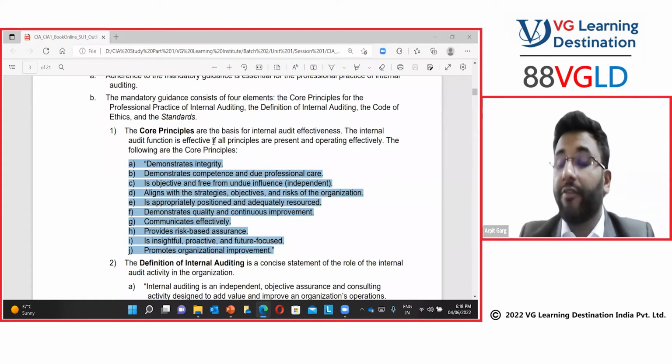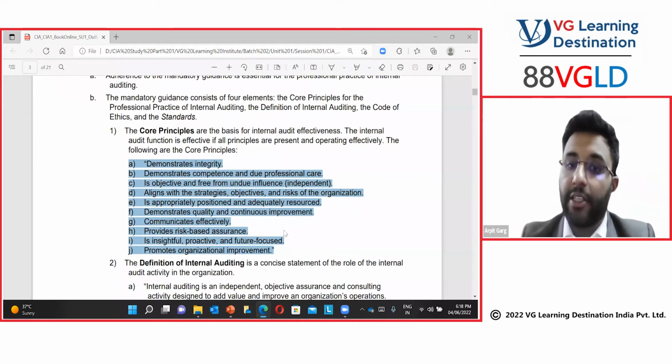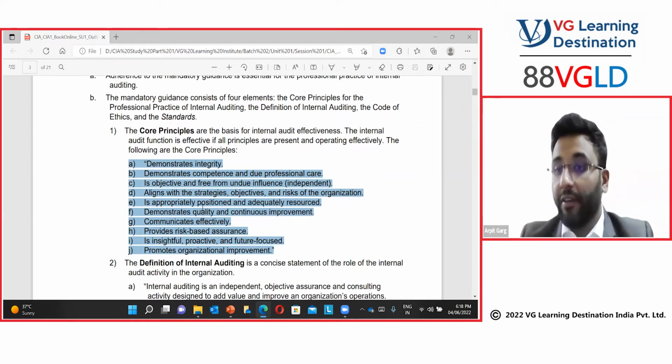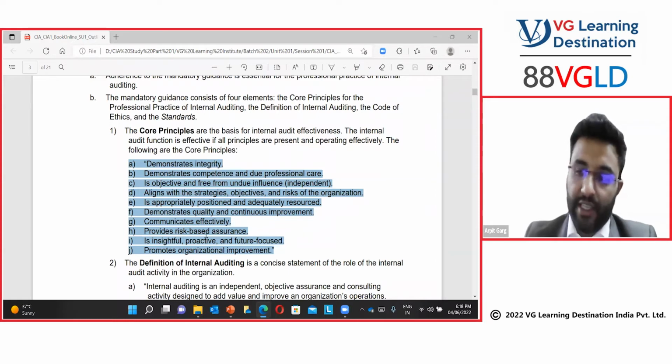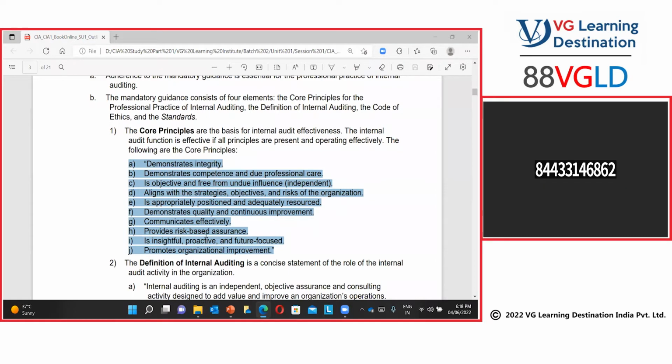The internal audit function is effective if all the principles are present and operating effectively, which means if all these 10 things are working together. If we are having integrity, if we are objective, we are doing our work with due professional care, but we are not future focused, we are not insightful, we are not proactive, we do not promote organization improvement, can we say that we are an effective internal audit function? No. We have to have all the 10 principles.